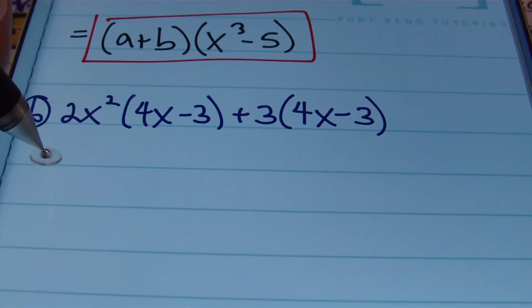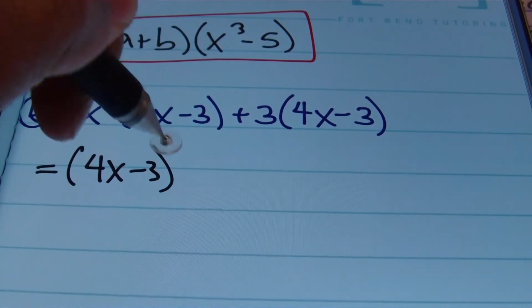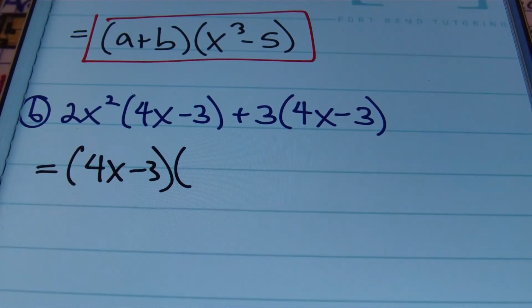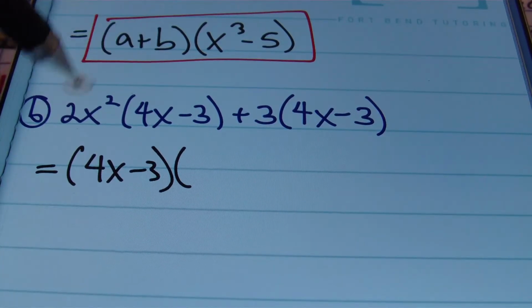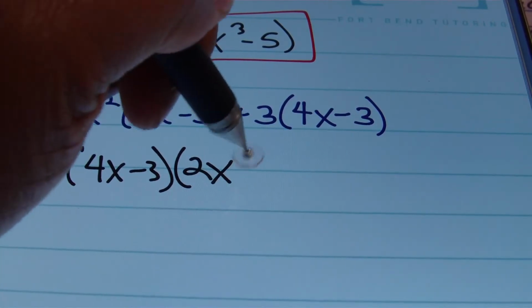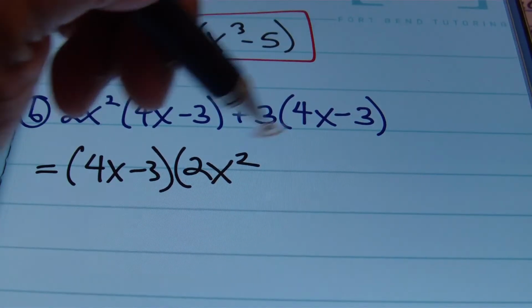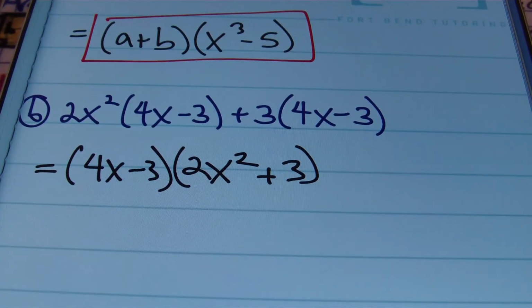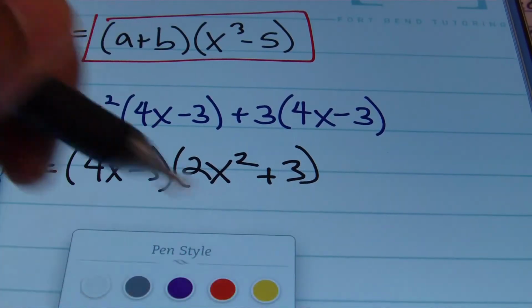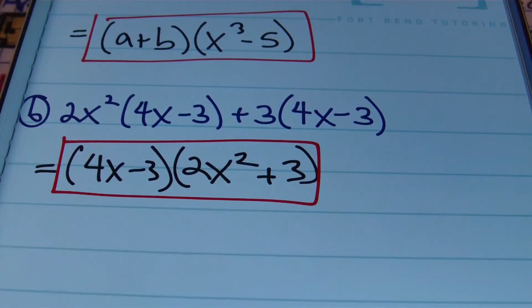Absolutely. So that means that I'll be bringing down that GCF, which is 4x minus 3, and writing down in parentheses what remains. All right. So after I factored out that 4x minus 3, that first term, I'm left with 2x squared. And then from the second term, after factoring out 4x minus 3, I'm left with a positive 3. Just like that, ladies and gentlemen. Done. About to put a box around that. There we go. That's the result of 4B.